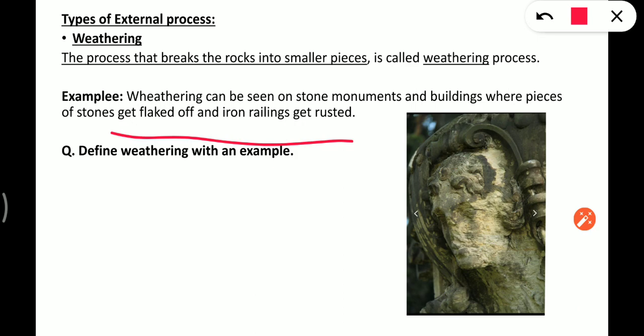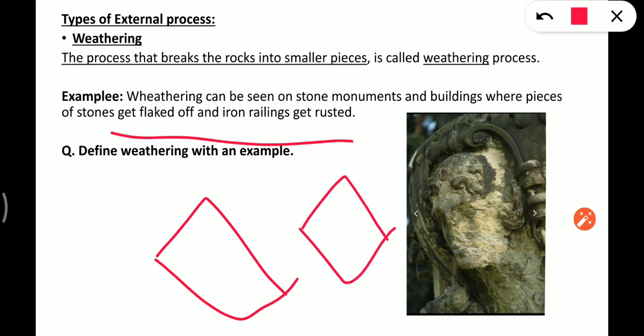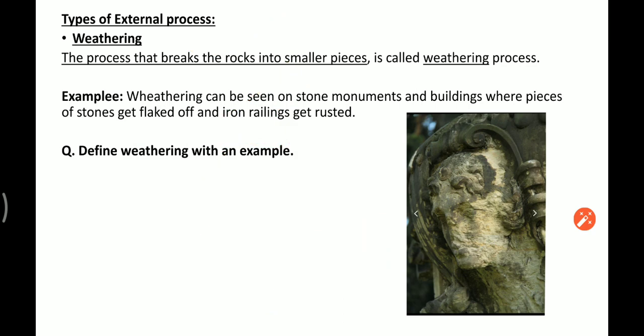One more example I give you. Look at the walls of your house. Sometimes the cement gets flaked off and falls down, that is also one of the examples of weathering, right? Now the question that you have to attempt here is: define weathering with an example. So here is the definition and here is the example. You can write this from here. Let's move to the next one.